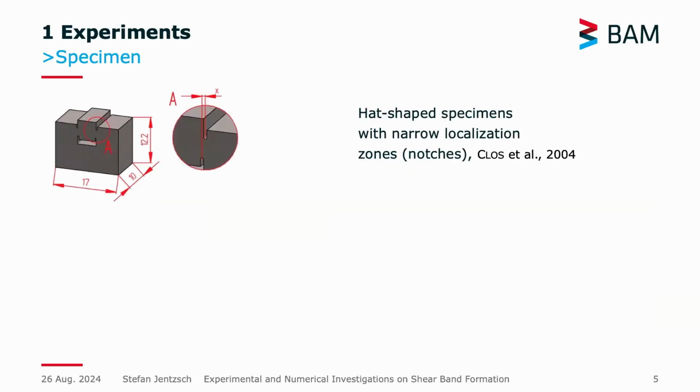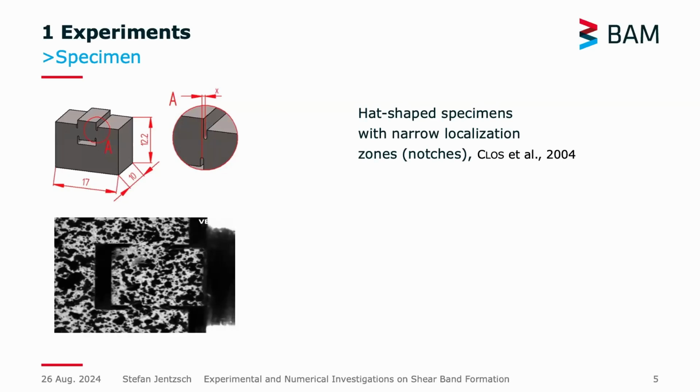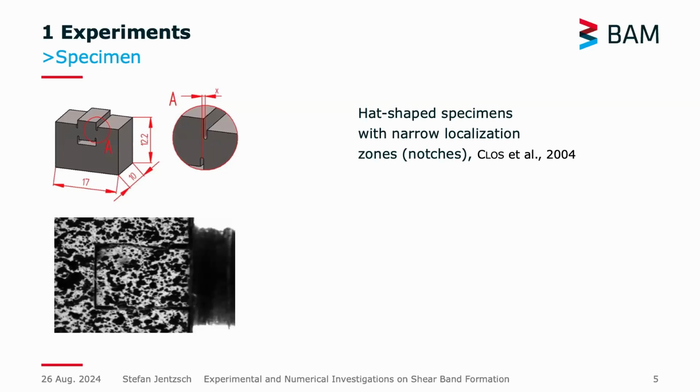Typically, for split Hopkinson pressure bar identifications, cylindrical specimens are used. We here use more sophisticated specimens, hat-shaped specimens, for shear banding with localization zones. Then we slightly vary the offsets between the notches and get triaxialities around 0. With this we get pronounced failure in these regions.